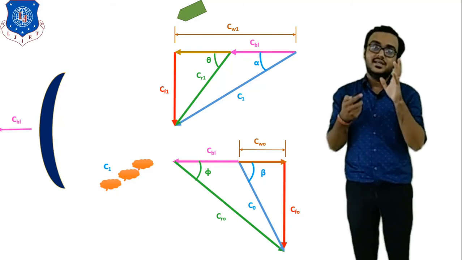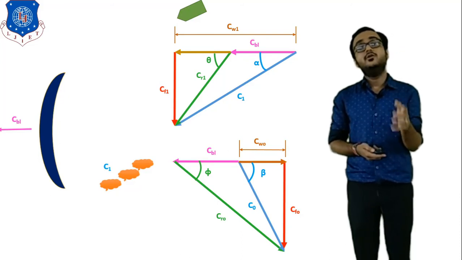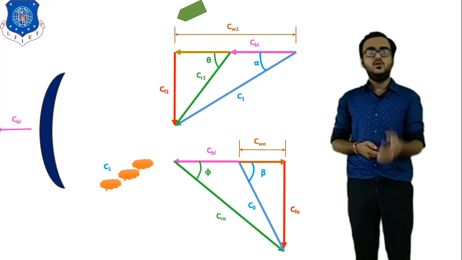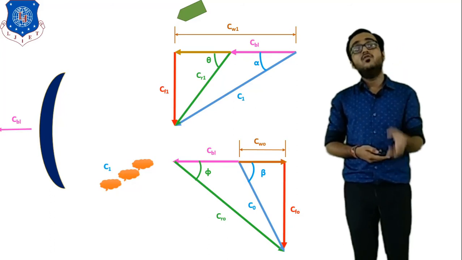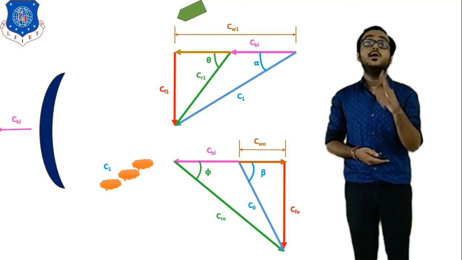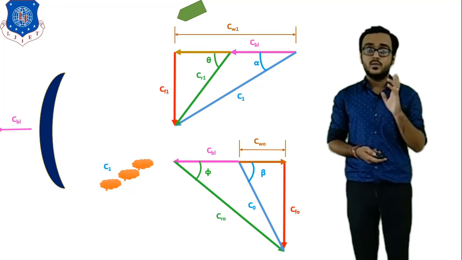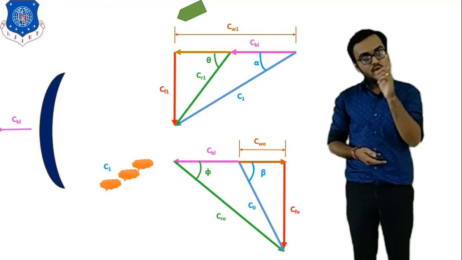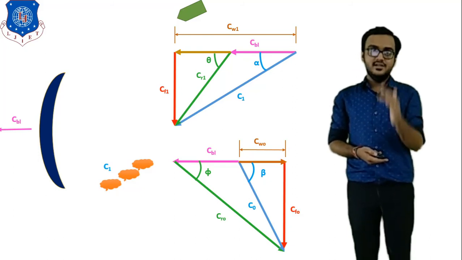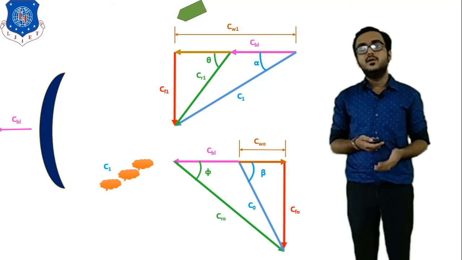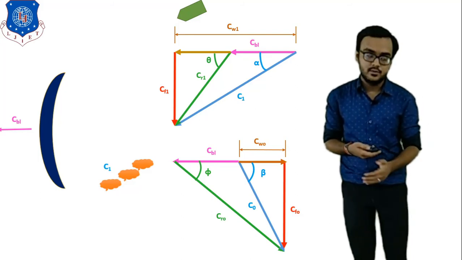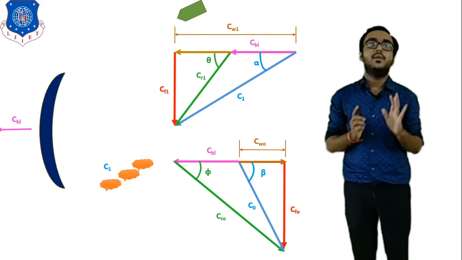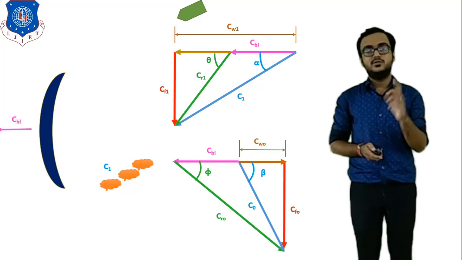While in the case of the impulse turbine, the magnitude of relative velocity at inlet and outlet is almost similar. But in the case of the reaction turbine, the magnitude of the outlet relative velocity is always greater than the inlet relative velocity. So that is the main difference between impulse and reaction turbines, and generally the reaction turbine will provide much more power compared to the impulse turbine for the given compactness. So it is all about the velocity triangle.